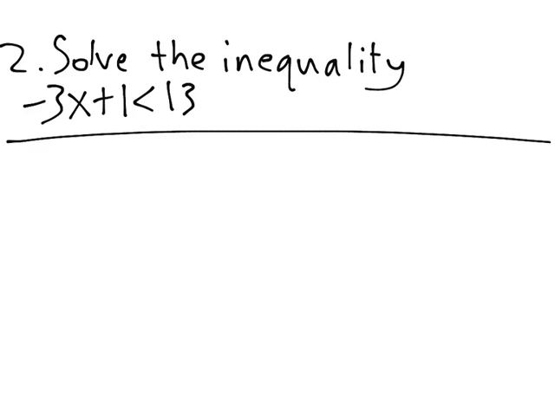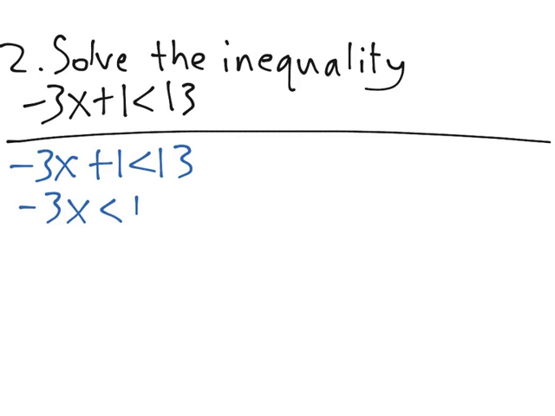Problem 2. Solve the inequality minus 3x plus 1 is less than 13. First, let's write this out. Minus 3x plus 1 is less than 13. Now, let's subtract 1 from both sides of the equation, so we have minus 3x is less than 12. Here, we could have done what we did in the previous problem and add a multiple of x to both sides so that we have a positive multiple of x on one side. However, let's try using the rules for multiplication and division for inequalities.